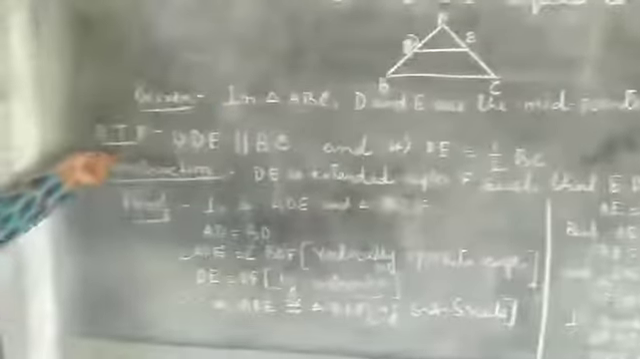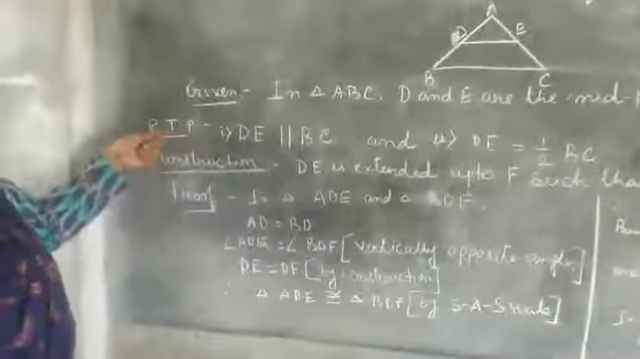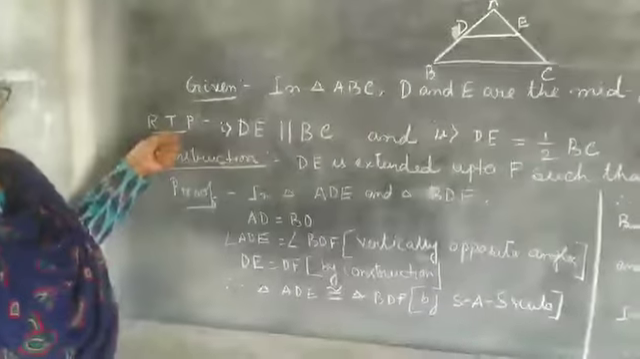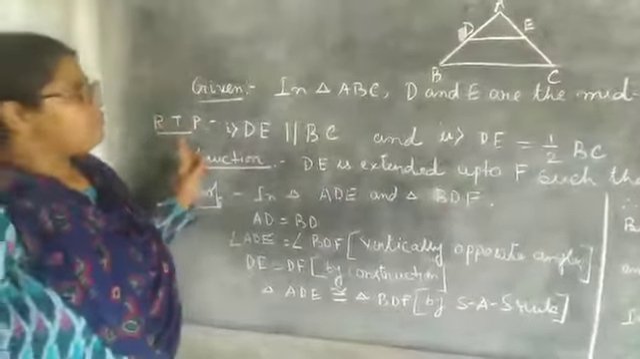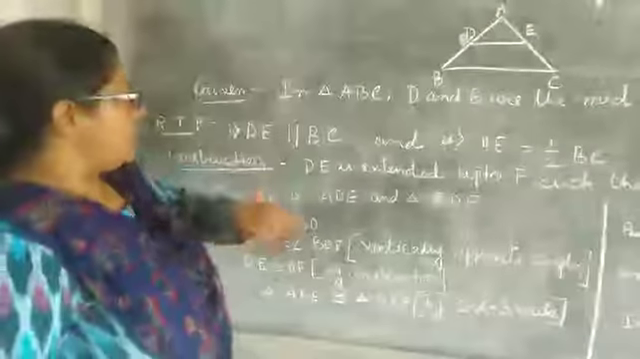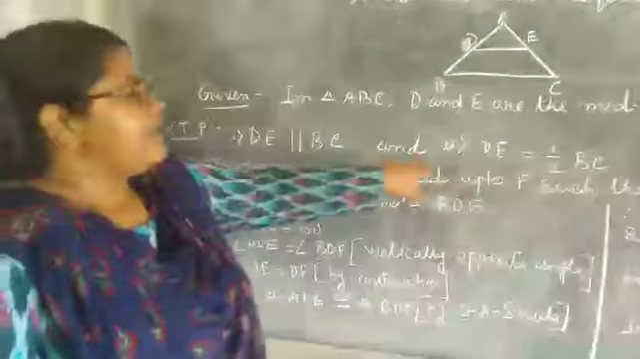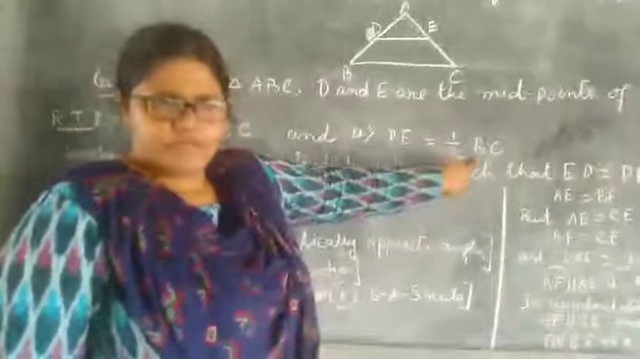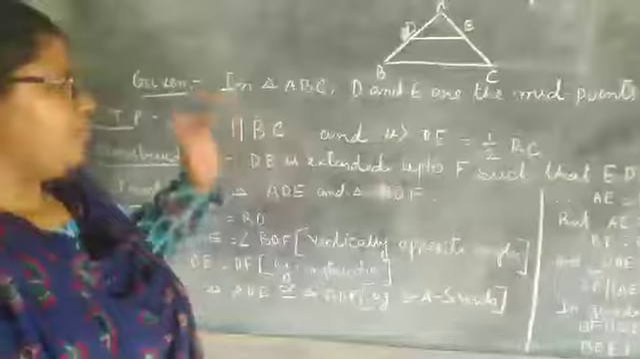Next we have to write RTP. RTP means required to prove. So what do we require to prove? This line DE is parallel to BC and DE is half of BC. This we have to prove.